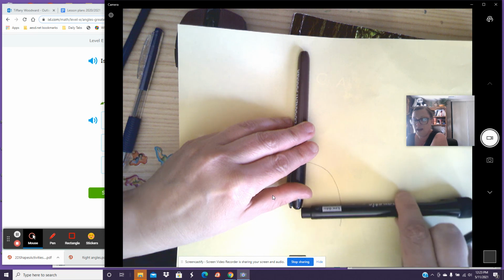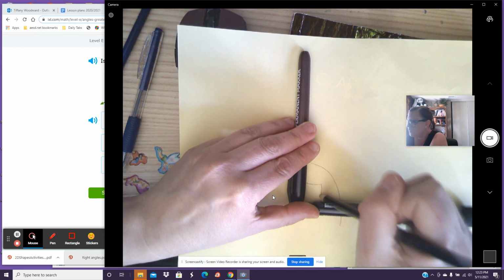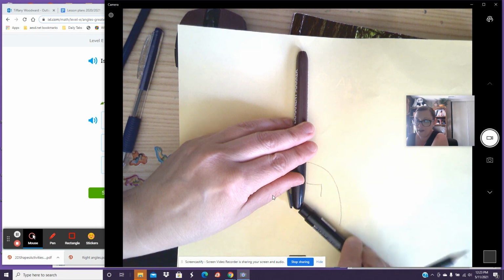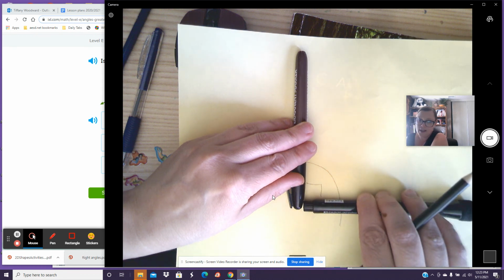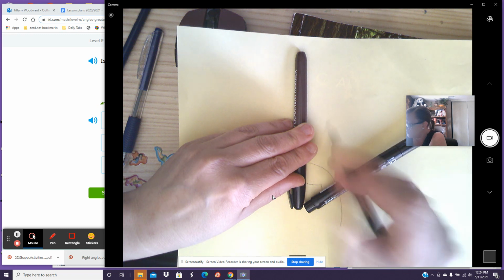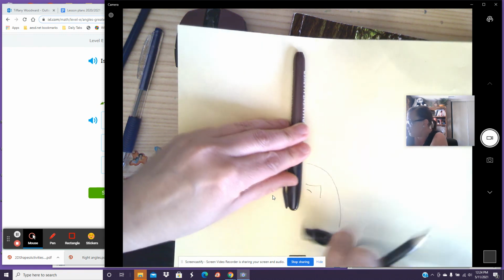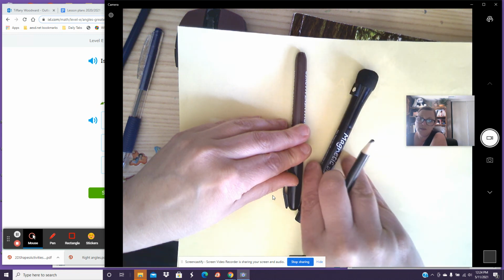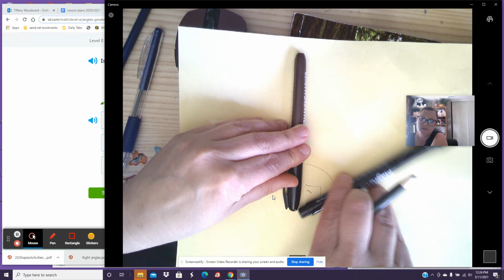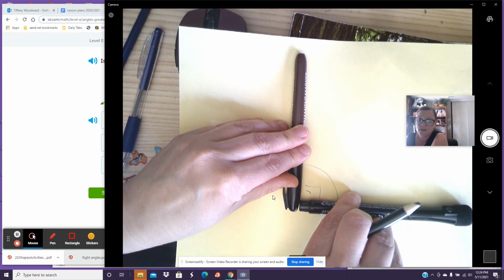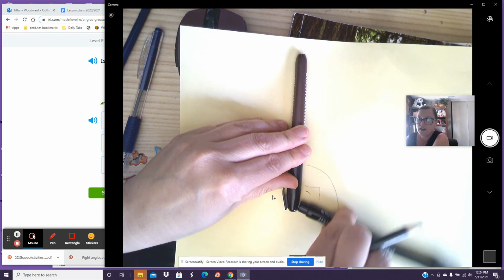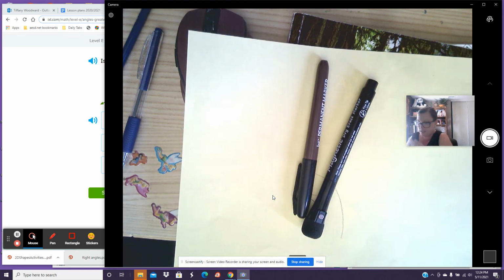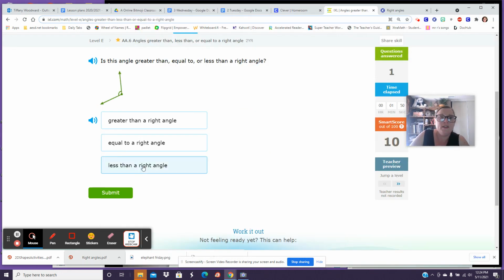Because look, this is the right angle right here. And what happens if you stretch it open? It gets even bigger. It's greater. But smaller than a right angle would be if it got smaller. So that would be right there. And look, it's way little inside that right angle. So anything that goes up like this, smaller, smaller, smaller, right angle, it makes a square. Greater, greater, greater. So that's another way that you can see if it's greater or less than.